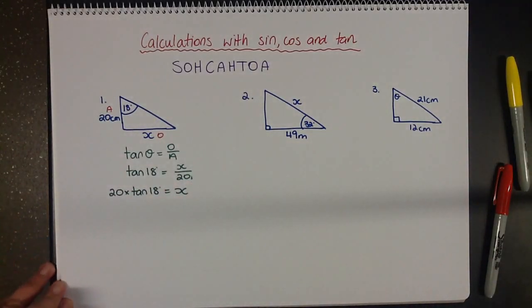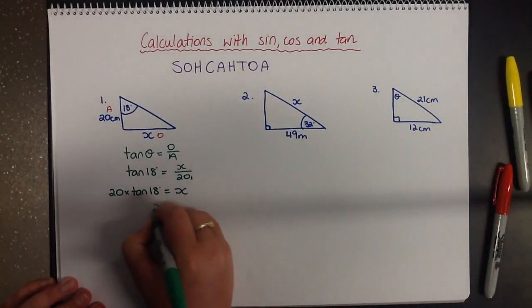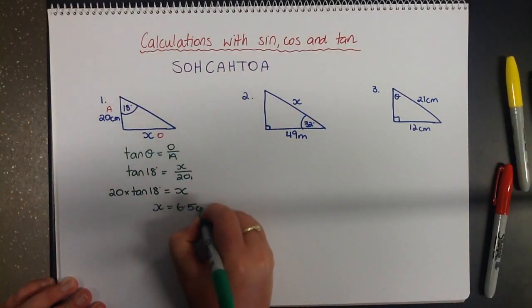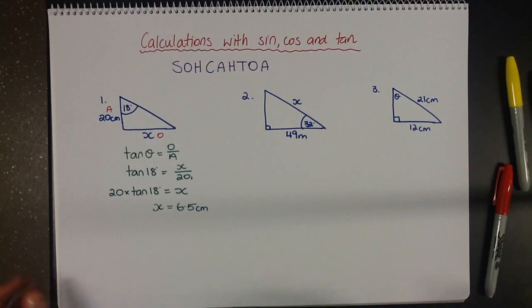After that, it's simply a matter of typing that into your calculator, making sure that your calculator is set in degrees, and writing your answer down. So I get x equals 6.5 centimetres. There's our first question finished.